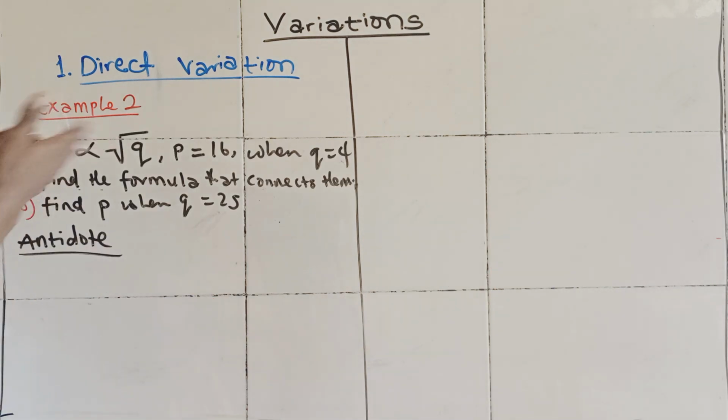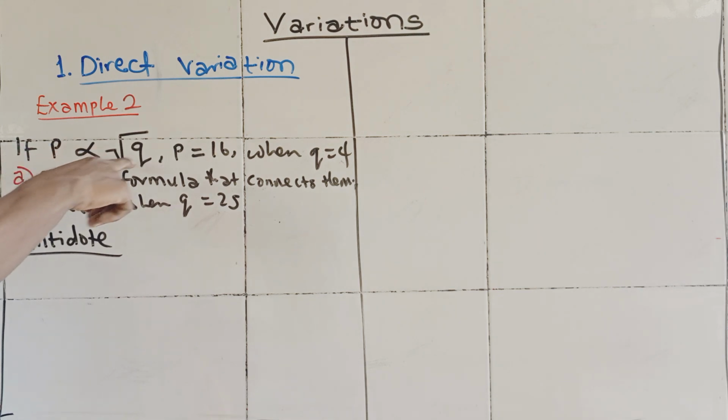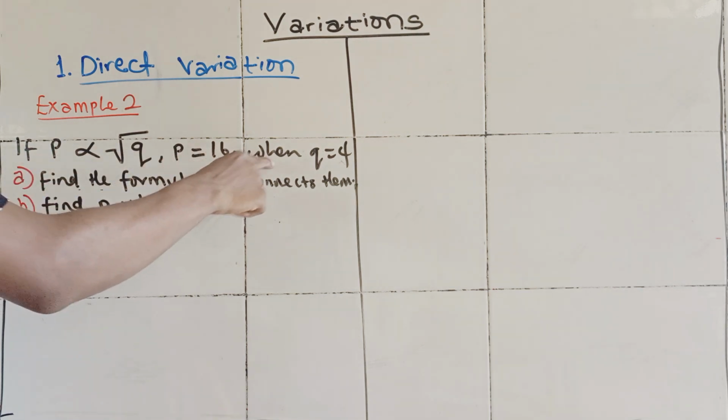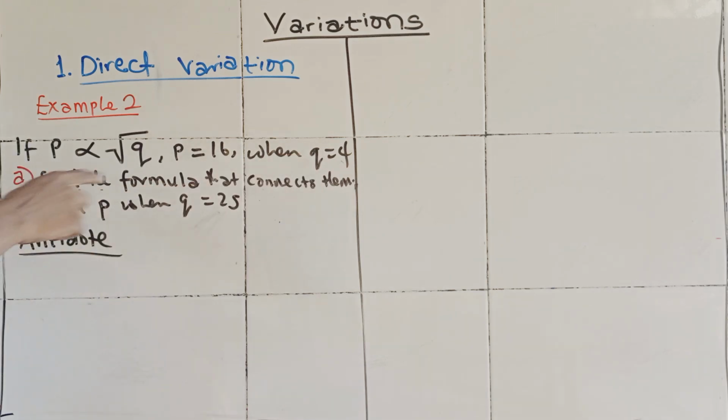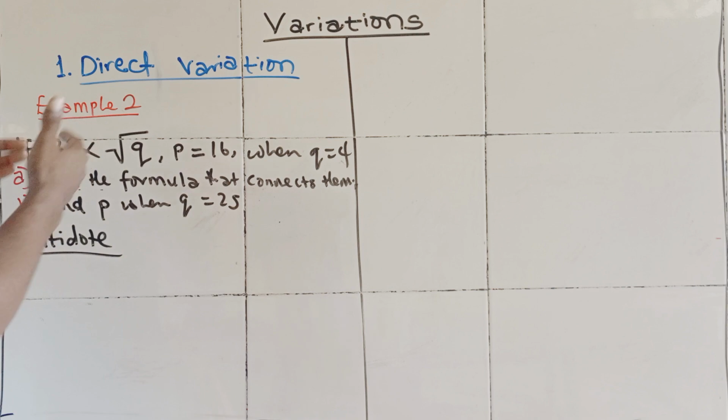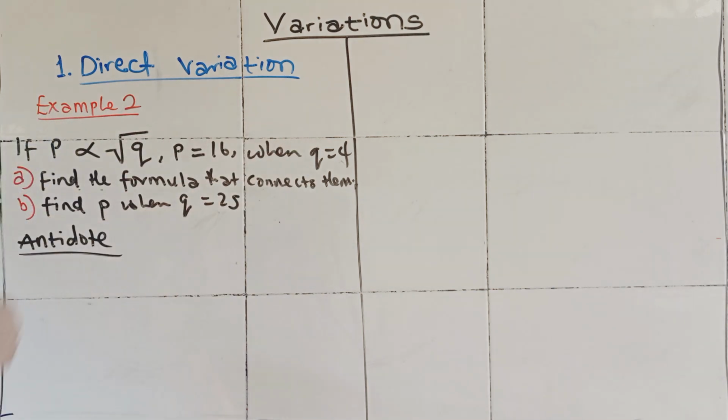Okay, now let's look at this example. He said if p varies directly as the square root of q, when p is 16, q is 4. Now find the formula that connects them. I told you to get that, it means we have to find the constant. Then we'll rearrange our formula. So let's solve the A part of this question, which says we should find the formula.